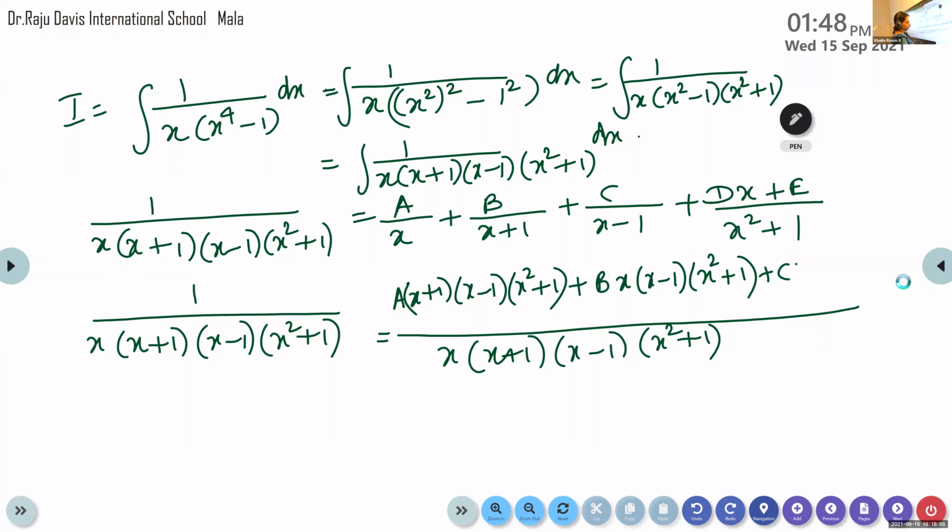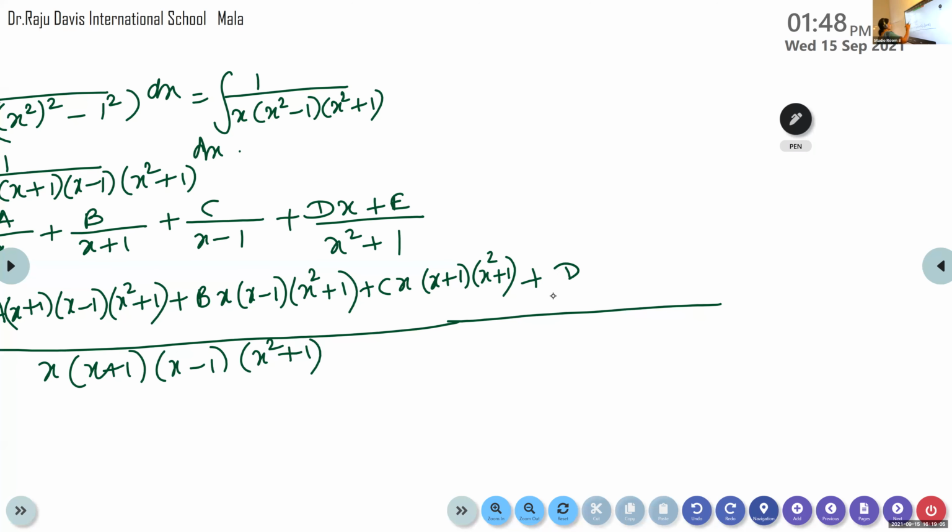Plus d into, with d what you will get? dx plus e into, with dx plus e we have to multiply the other terms: x into x plus 1 into x minus 1. Is it okay? We want to find a, b, c, d and e. We have to find the 5 constants here.